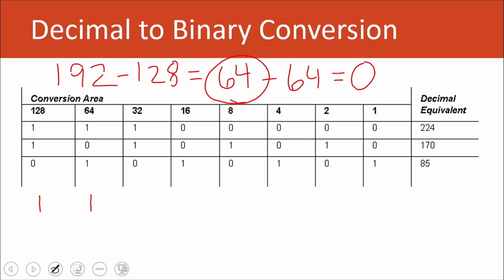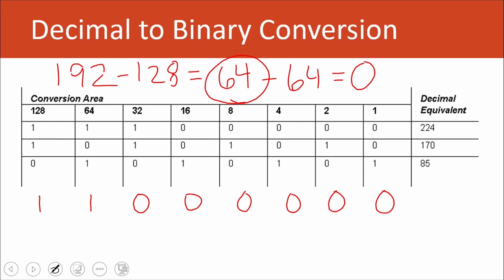I'm going to say, can I fit 32? Or rather, can I subtract 32 from 0? Well, no, there's nothing remaining, so I put 0. The answer is no, and that's what 0 represents: no, or false. Same thing with 16. I've got a 0 there. There's nothing remaining, so I can't even subtract 8, or 4, or 2, or 1.